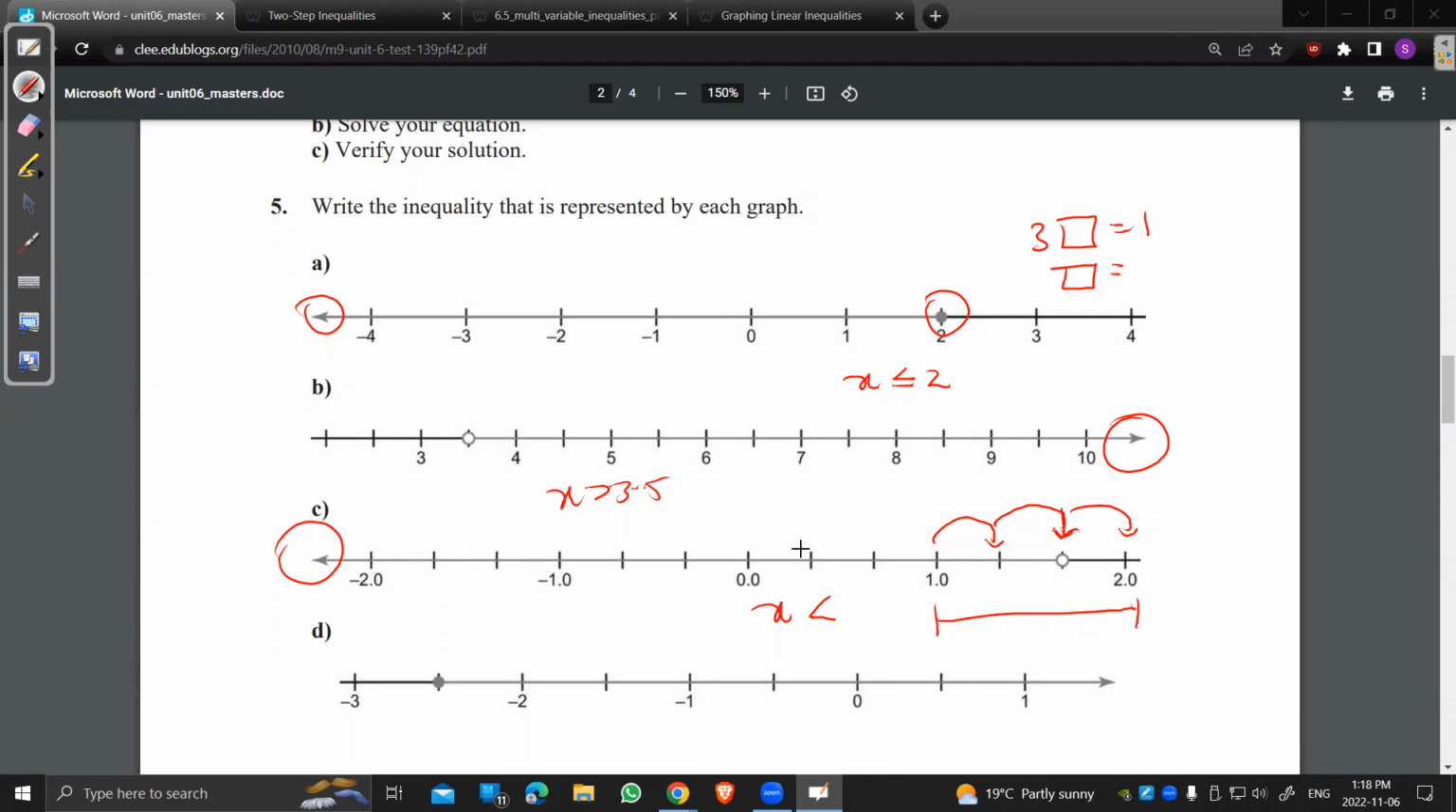Divide both sides by 3. So it's 1/3, right? Okay, so each box is 1/3. So that means this one is 1 and 1/3. This one is 1 and 2/3, or 1.666. Like this is going to be 1.33, 1.66, and then finally you get 2. So that number there is 5/3, or 1.66 recurring. Okay. Make sense?